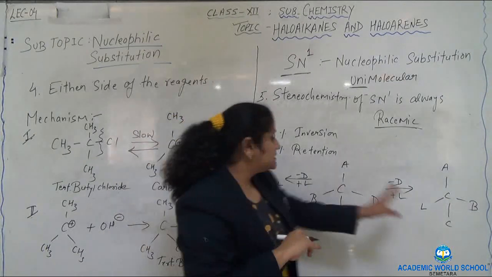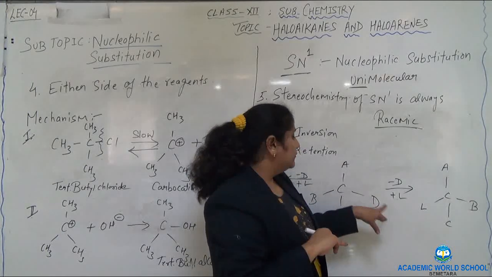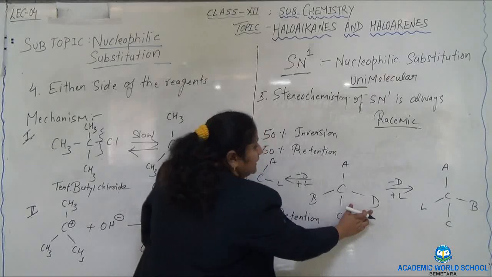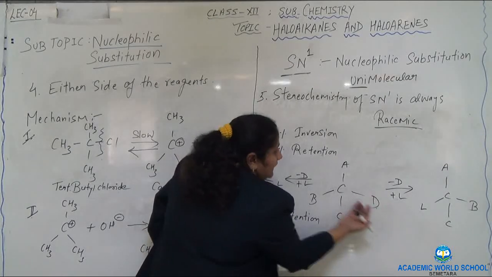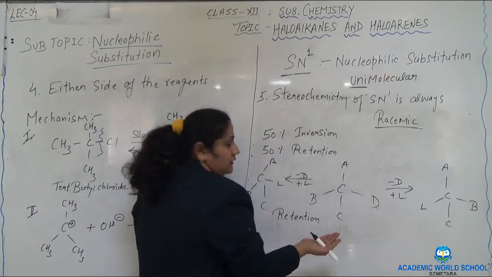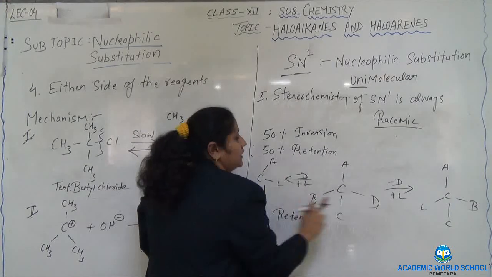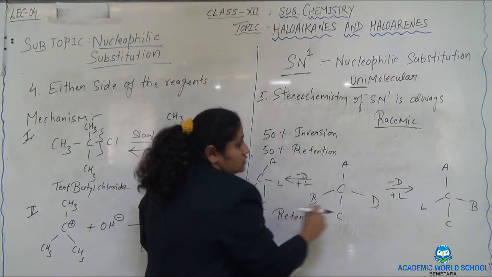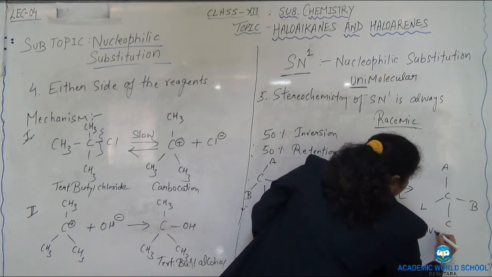But in this case, D is removed and the stereochemistry is also changed. Means D is present on our right, but now after the chemical reaction, the substituted product, that is L, is present in the place of B. So this is called inversion.